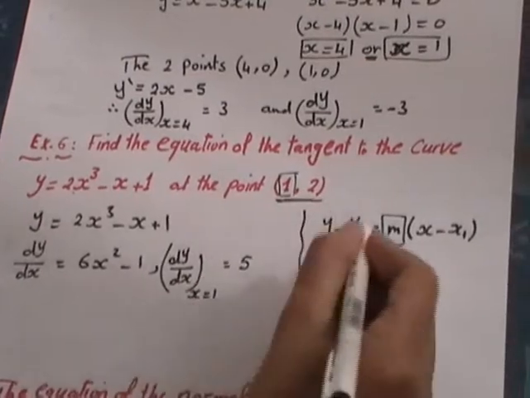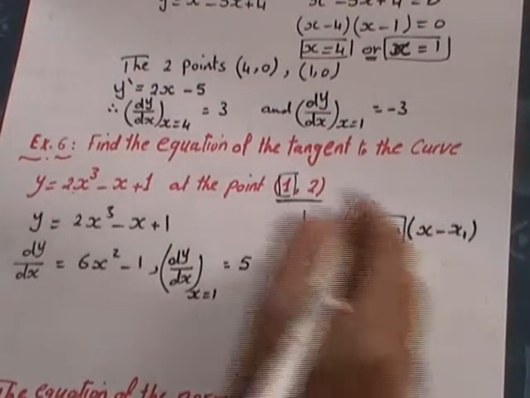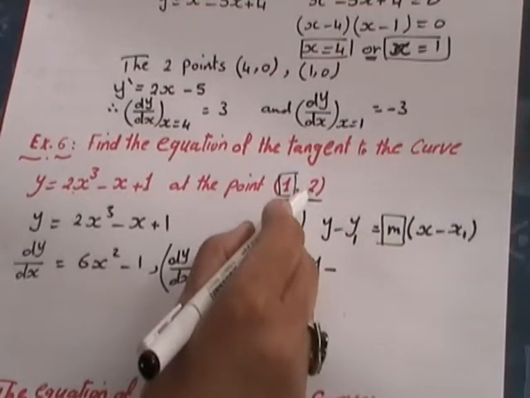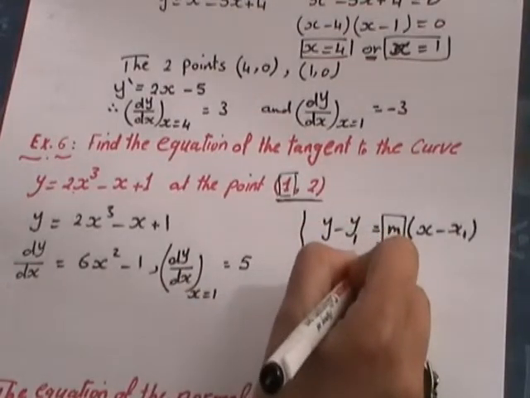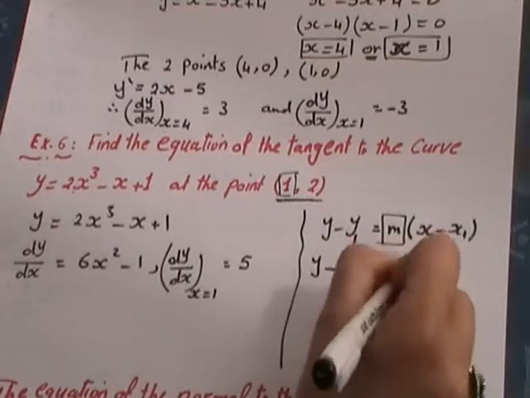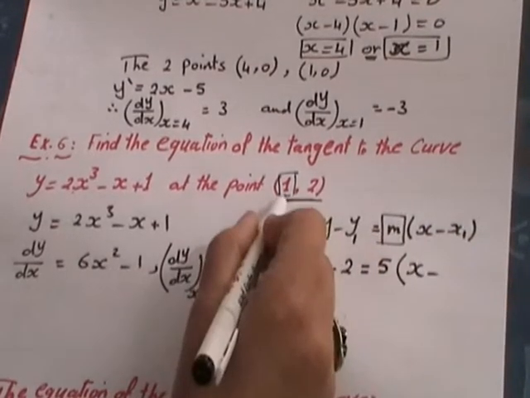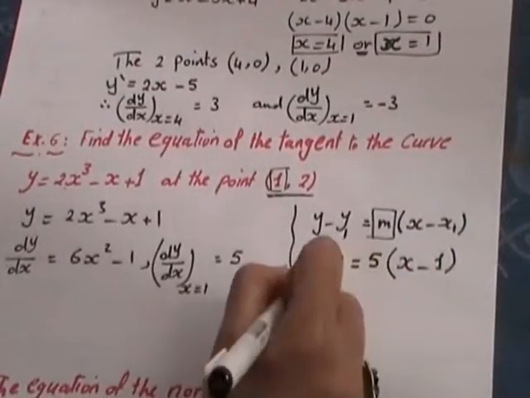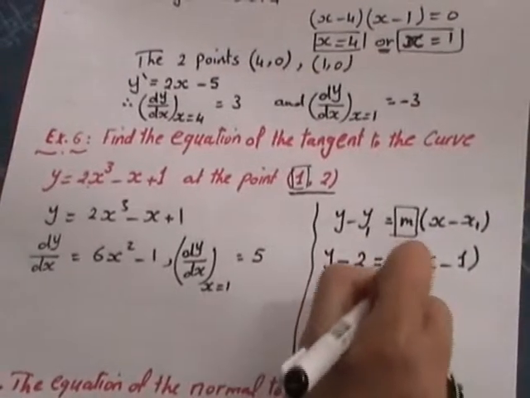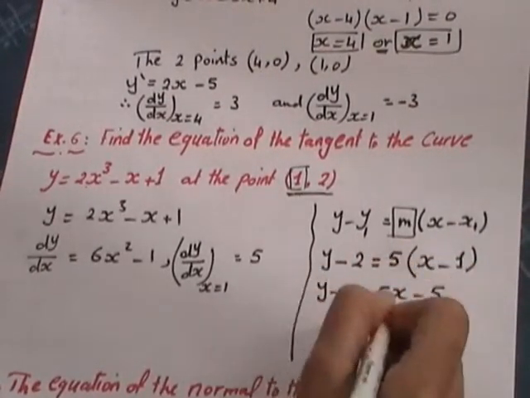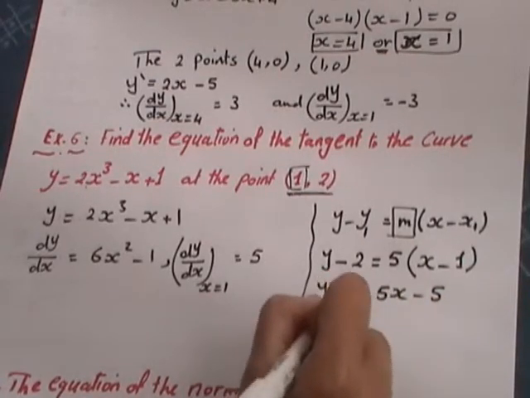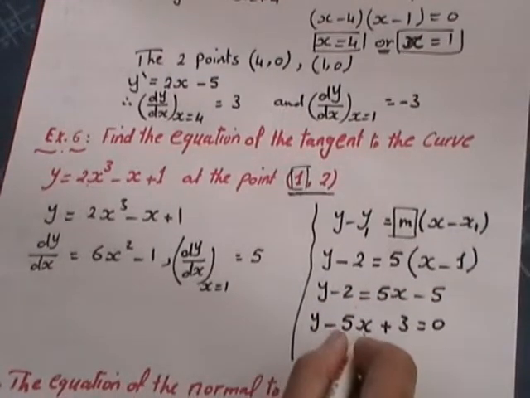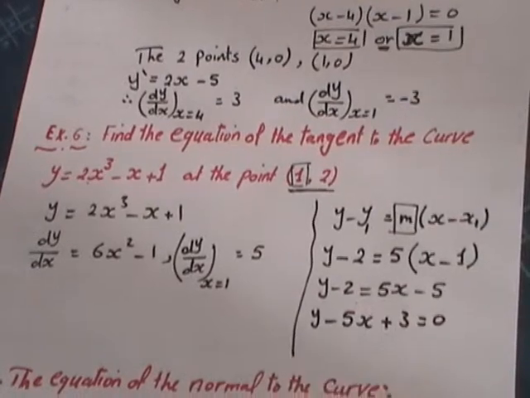How do we find the equation? By substituting in the general form of the equation of a straight line, which is y minus the y of the point, which is 2. So y minus 2 equals 5, which is the slope, times x minus the x of the point, which is 1. By simplifying this equation, it will be y minus 2 equals 5x minus 5, and we take all terms of the equation to one side: y minus 5x plus 3 equals 0. This is the equation of the tangent which he asked me to find.